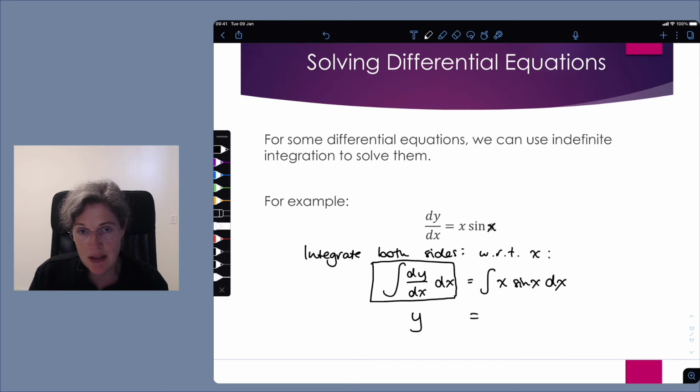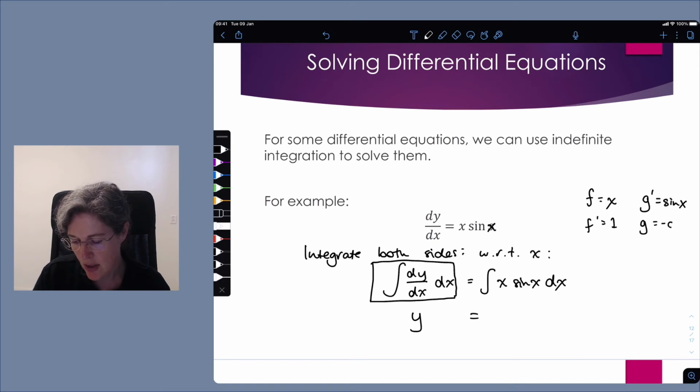So remember, by parts, I need to choose the thing that I'm going to differentiate, which is my f, and the thing that I'm going to integrate, which is my g. Well, I don't want to integrate x because that gives me an x squared, and that seldom makes things better. So I'm going to differentiate x, and integrate sine of x. The derivative of f gives me 1, and integrating g gives me minus cosine of x. Remember, we don't worry about the plus c in this particular case.